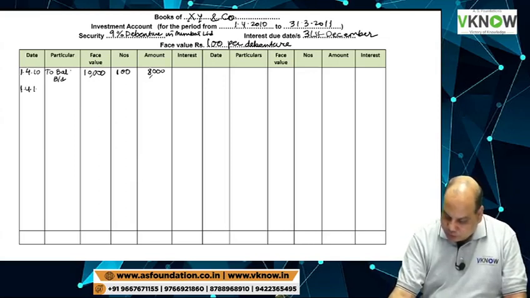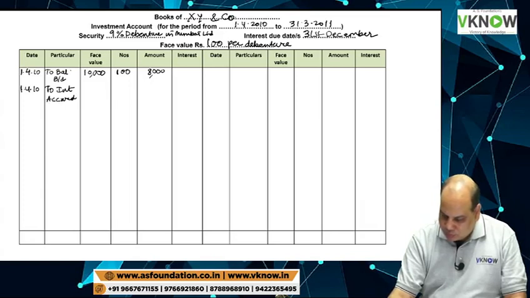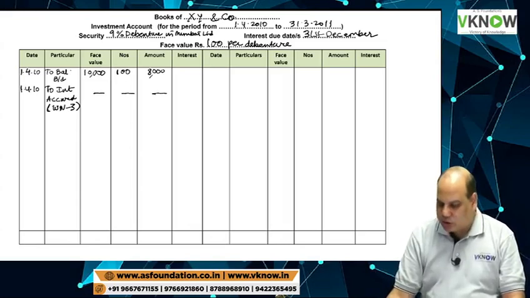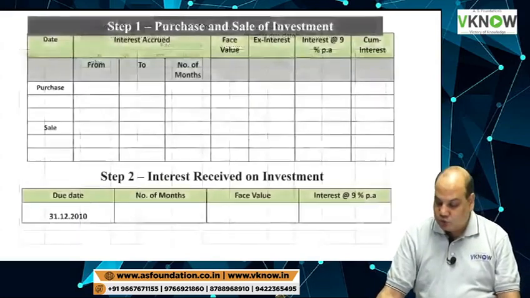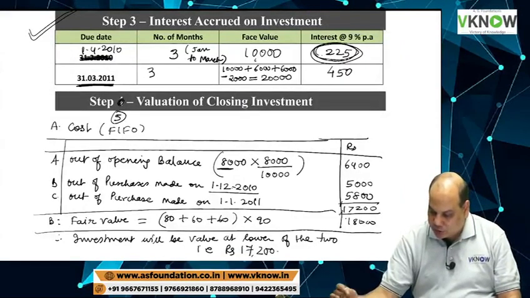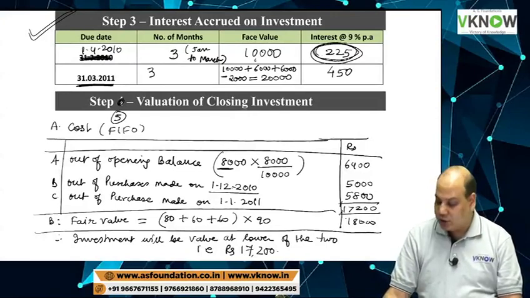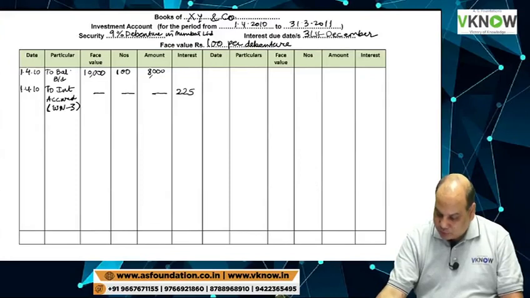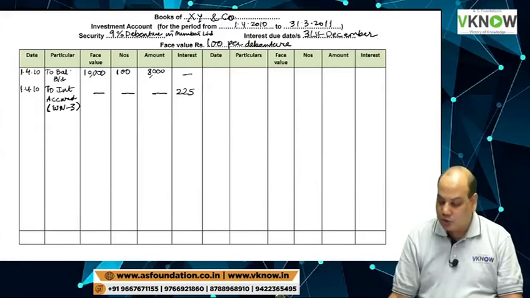Then on 1/4/2010, to interest accrued, in bracket working note 3. You will go to working note 3. I will show you working note 3 on the screen. This figure at the top right hand corner on 1/4/2010, 225 had accrued. So 225 here. This way it saves lot of time.